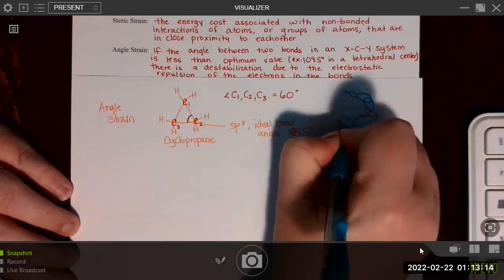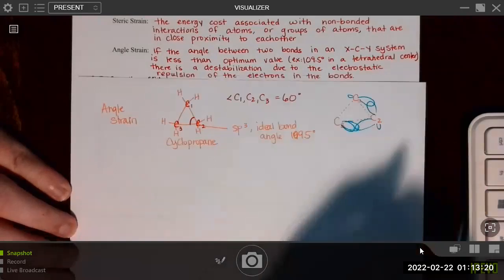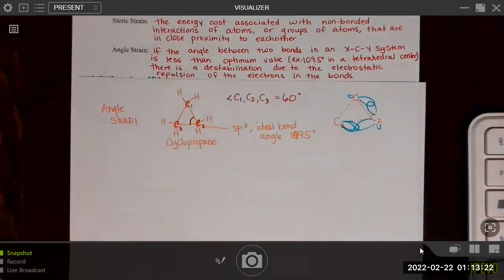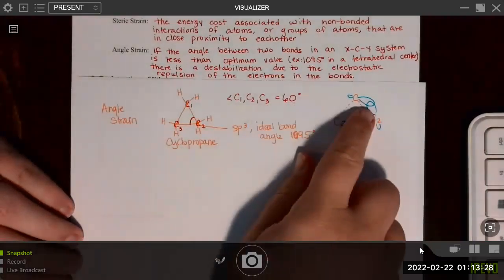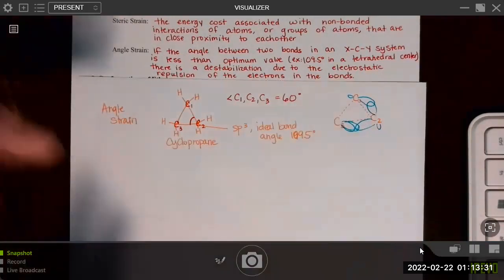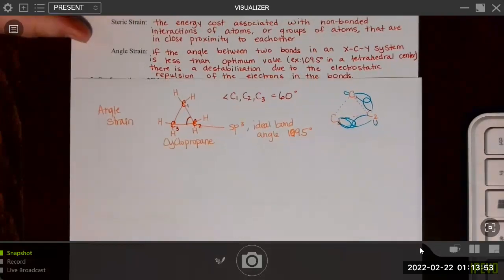I'm sorry, that should be a little bigger here. Not very good, but you get the idea. They're puckered out a little bit compared to following a straight line. Anyway, so it's not exactly 60 degrees. They gain a little bit in angle by puckering out, but they lose a little bit in bond strength. So it's a balancing act for stability. But this would be an example of angle strain, kind of an extreme example, because the angle is deviating significantly from the ideal angle for a tetrahedral carbon.